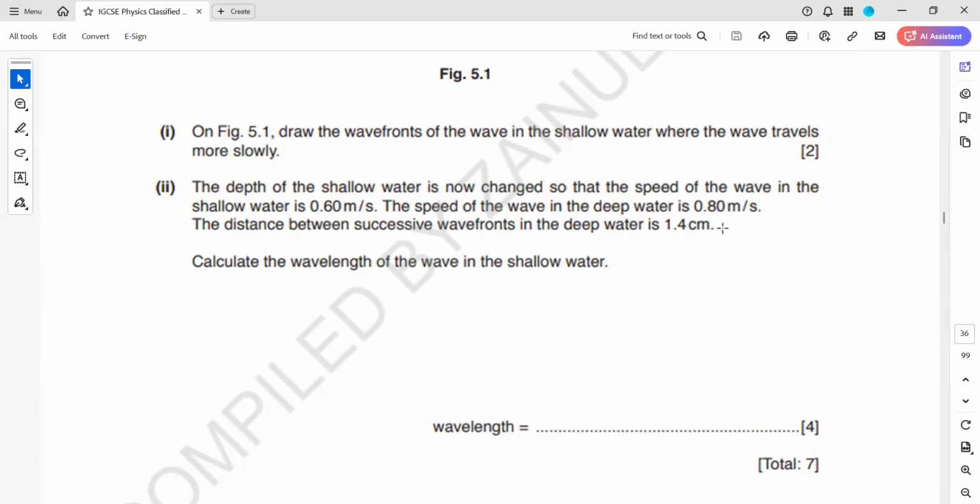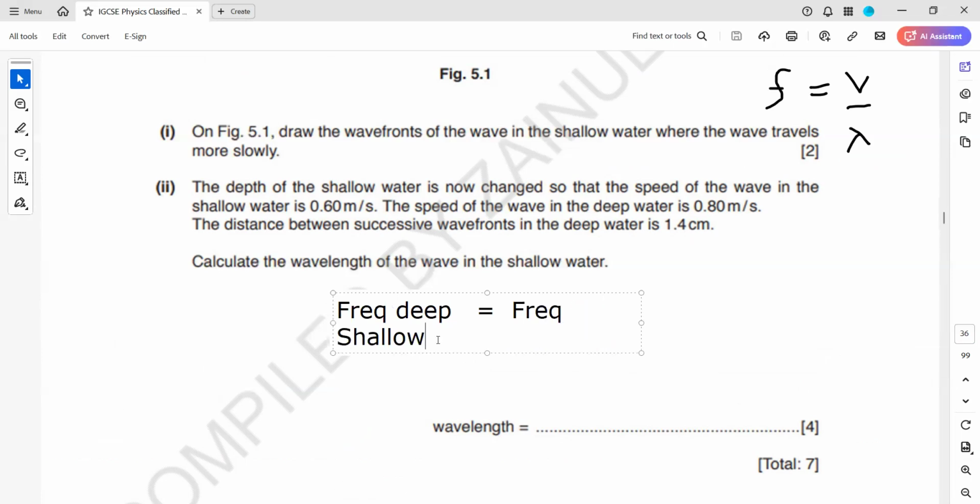As we know, the frequency never changes, whether it's in deep or in shallow water. And what is the formula for frequency? Frequency is the ratio between speed and wavelength. So the frequency in deep water will be equal to the frequency in shallow water, because even when the wave travels from one medium to another, the frequency never changes.